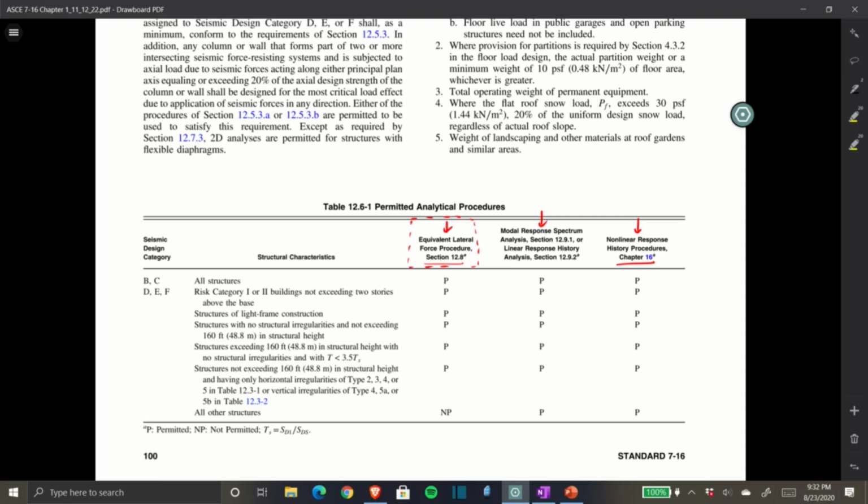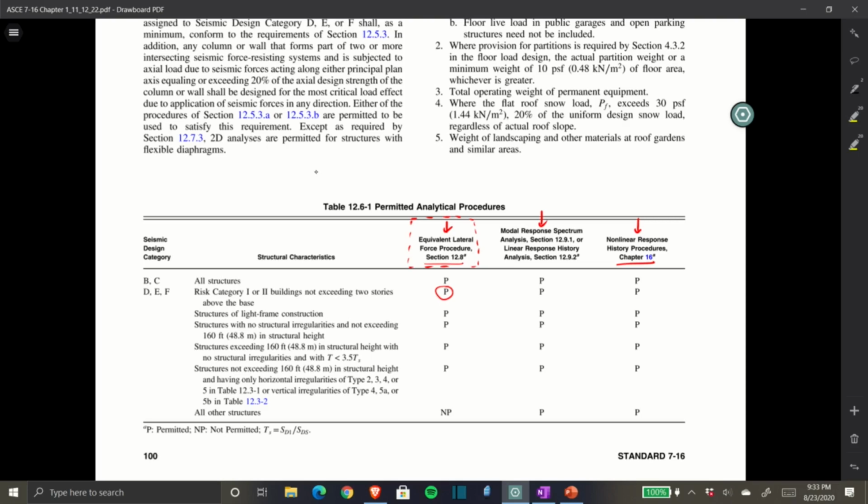And if we look down, well, let's see, can we even do that? This code actually tells us. So for seismic design category B, C, D, E, and F, all structures are permitted. Okay, well, that's great. That's pretty straightforward. You can use all three of them. Risk category 1 or 2 buildings not exceeding 2 stories above the base. Well, our risk category is 2, and we're not exceeding 2 stories above the base, so yes. And of course, we're permitted. So we're allowed. Basically, everything is permitted to use.